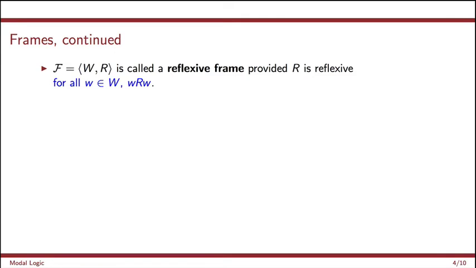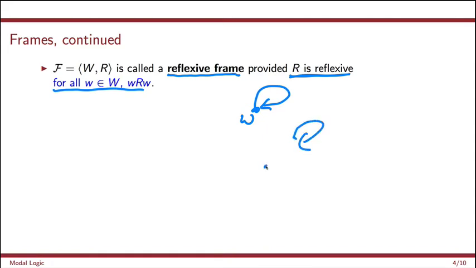Now, just another bit of notation, we will say that a frame has a particular property, or is called a P-frame if the relation in that frame has that property. So for example, a frame is a reflexive frame, provided that the relation R is reflexive. And as a reminder, what it means to be reflexive is for all states, so every state in the frame, W can see itself. So there's an arrow from W to itself. And that's true for all states in the frame.